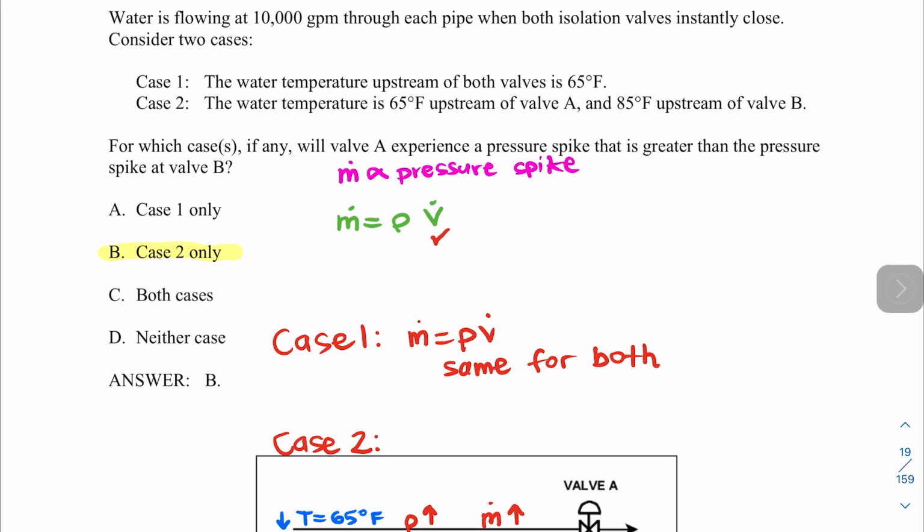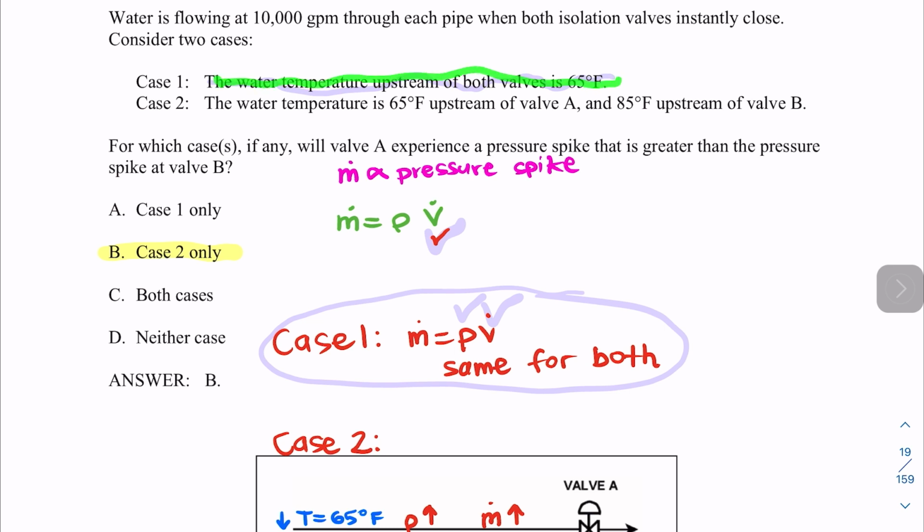It's asking us to consider two cases. In case one, the water temperature upstream of both valves is 65. So in both we have the same volumetric flow rate, and the temperature is the same on both, so we have the same mass flow rate for both in case one. I just want to understand what is happening before I even go to the question. I just need to understand what this is telling me. Okay, so I know what's happening here.